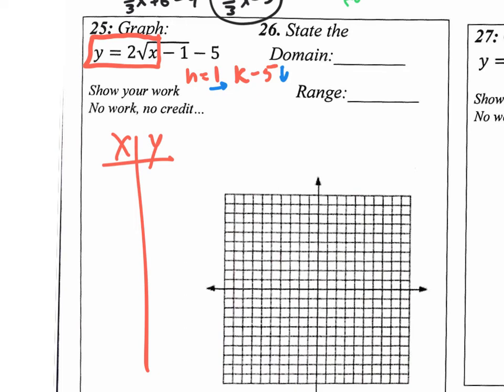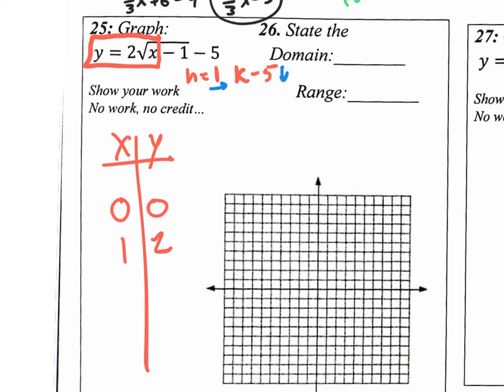So I need to plug in nice inputs that when I take the square root, I could actually do the square root. That way I could easily multiply by 2. So 0 is always a great input, because the square root of 0 is 0. Square root of 0 is 0, times 2 is 0. 1 is another nice number to plug in. The square root of 1 is 1. 1 times 2 is 2.